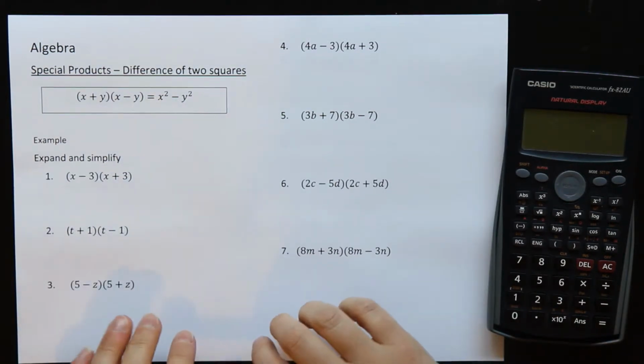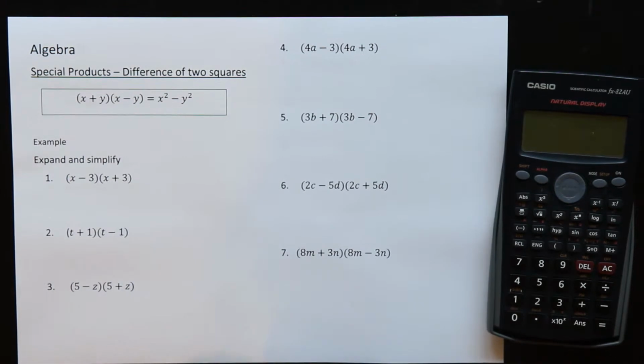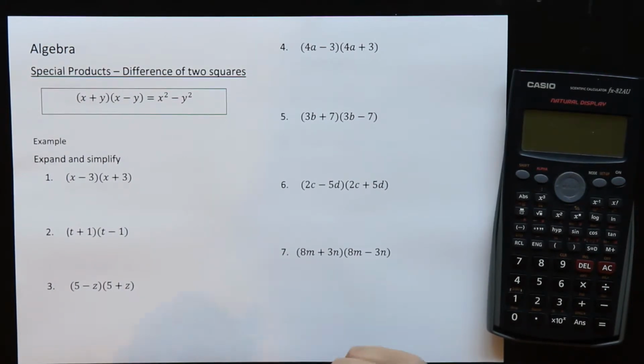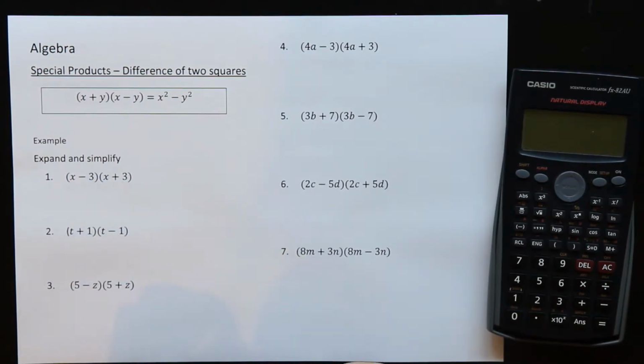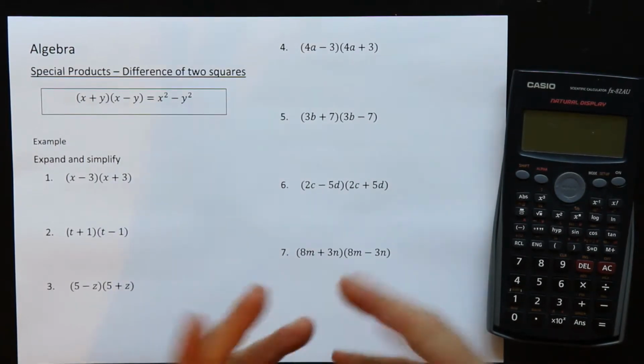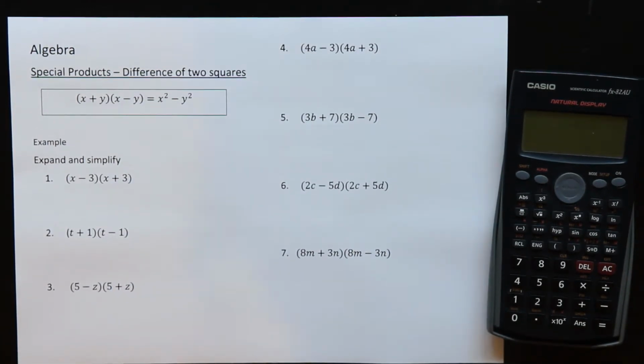Last lesson we learned about special products, which were the perfect squares, when we had two brackets next to each other that were exactly the same, and how to expand those out.